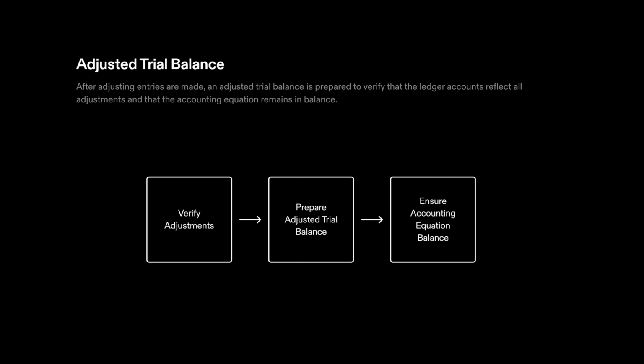6. Adjusted trial balance. After adjusting entries are made, an adjusted trial balance is prepared to verify that the ledger accounts reflect all adjustments and that the accounting equation remains in balance.